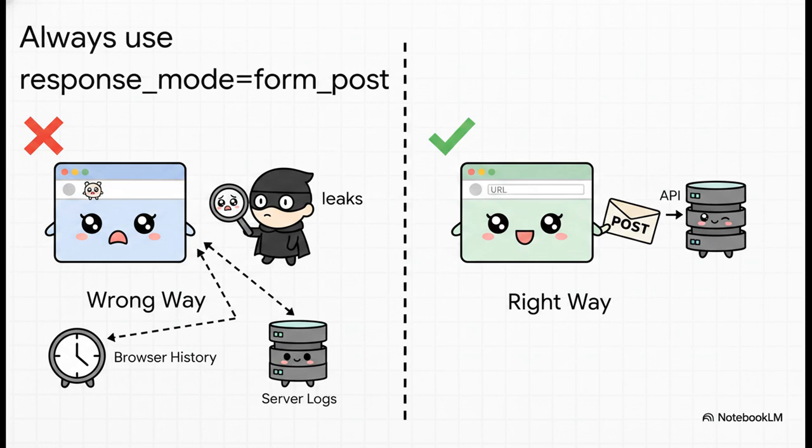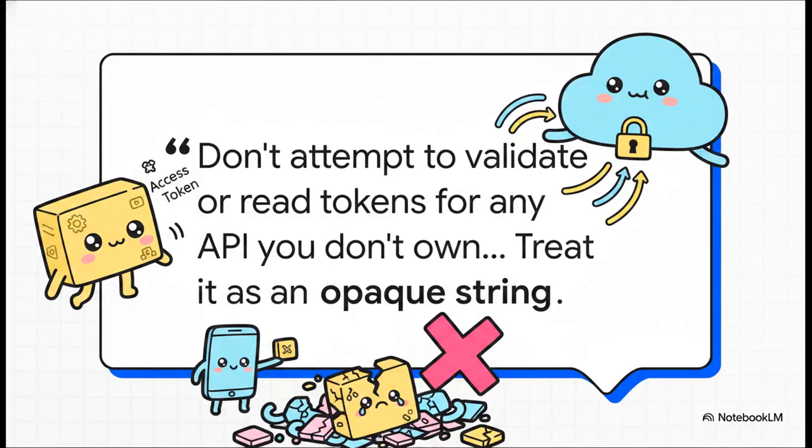Now, this is a super important tip. If you're stuck with this flow, pay attention to this. By default, the tokens can end up in the URL itself. That's bad. Really bad. It means they can get logged in browser history, server logs, you name it. Using form post is so much smarter because it sends the tokens in the body of a POST request, keeping them hidden from view.